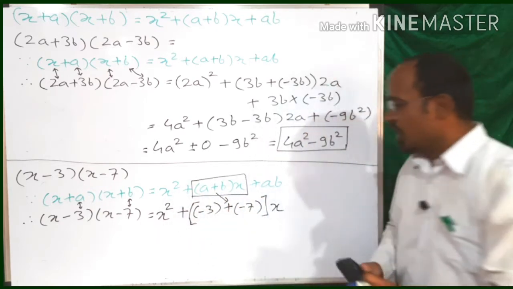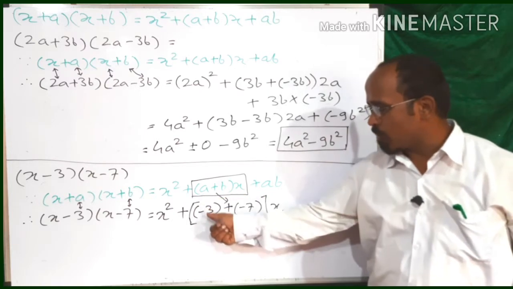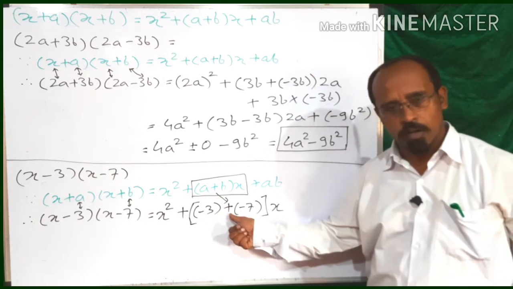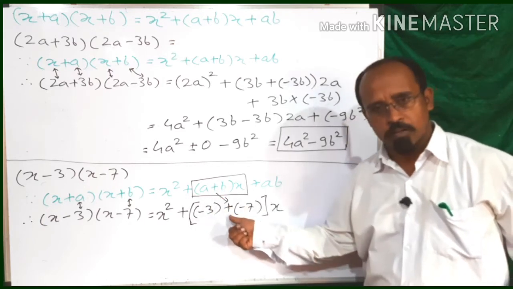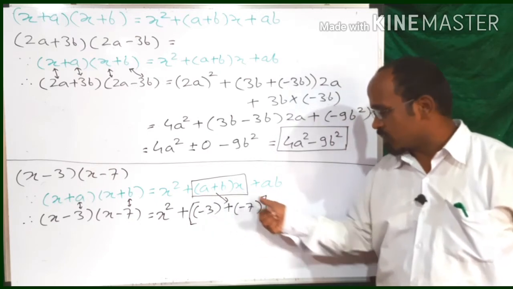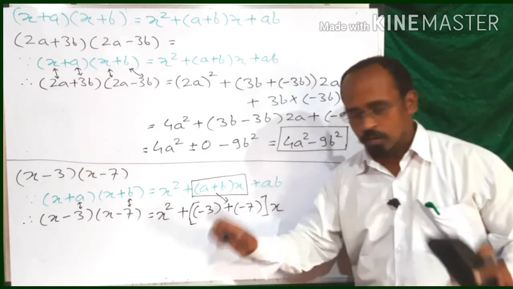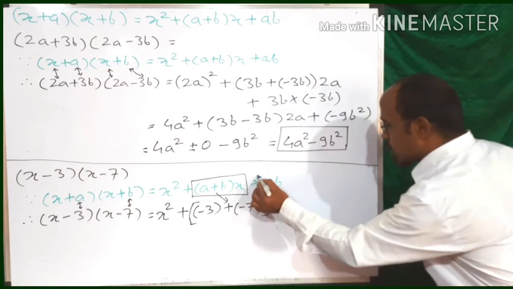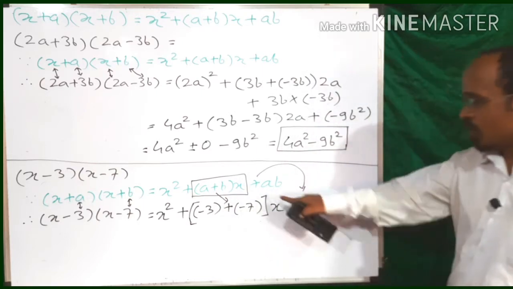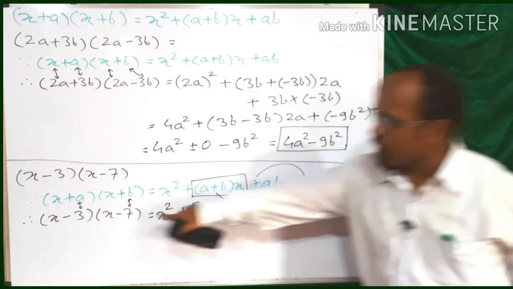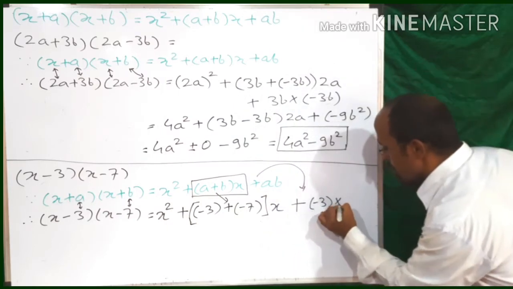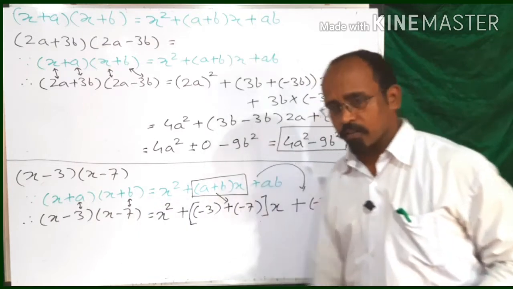The second statement is (a + b) into x. a is replaced by minus 3, the plus symbol is part of the formula and written as it is, b is replaced by minus 7, x is replaced by x, and the bracket is closed. Again this plus I will write as it is as part of the formula. Now a is replaced by minus 3, so I will write it in a bracket, minus 3 multiplied by b, which is replaced by minus 7.